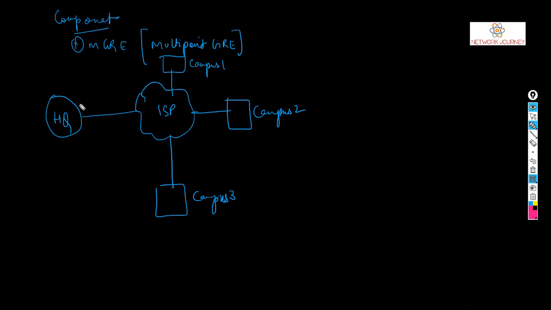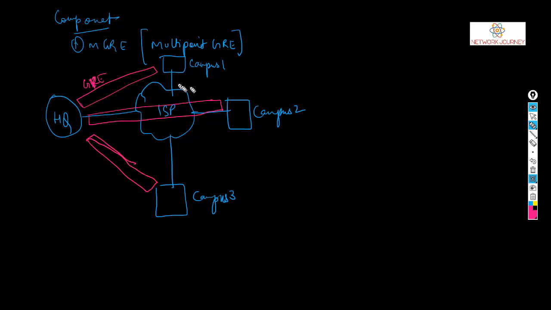So basically I would have to configure a point to point GRE tunnel between every site. So my structure would look something like this. And if the campuses want to talk to each other, then there would have to be one more dedicated GRE tunnel, something like this. So this is the case of GRE tunnel.